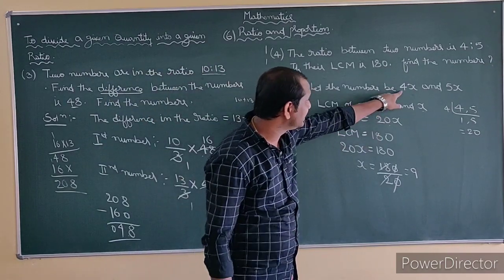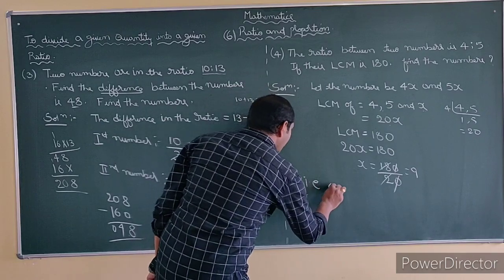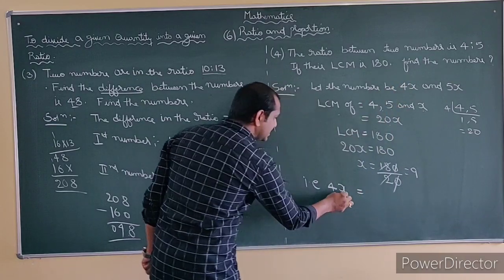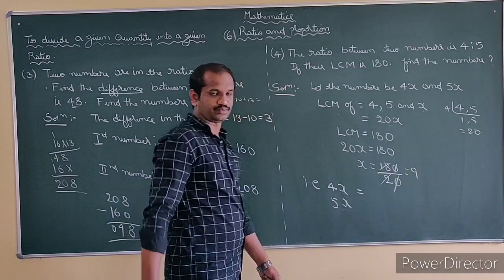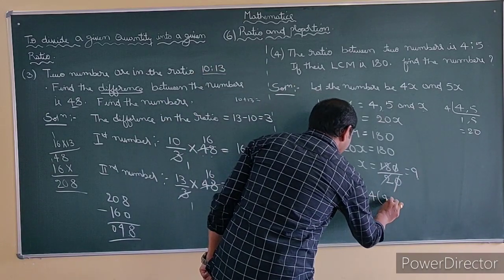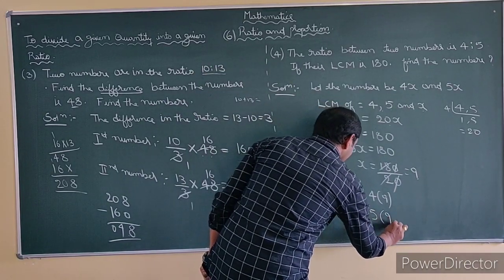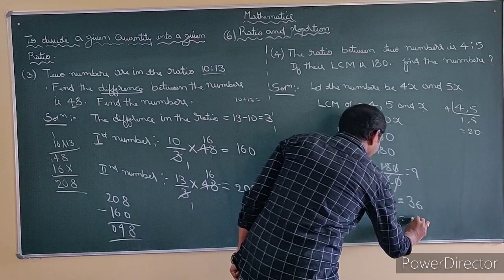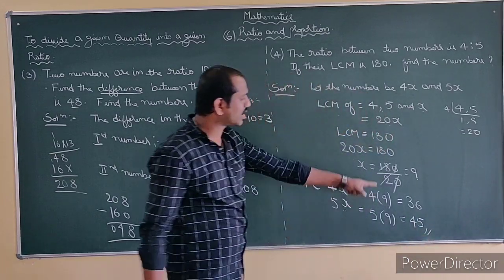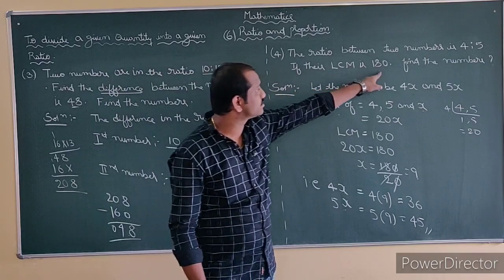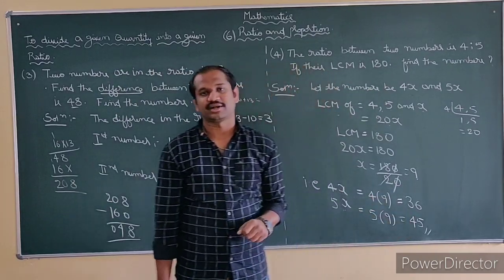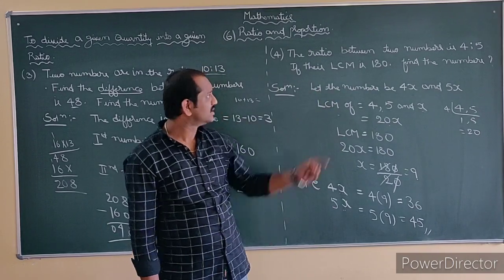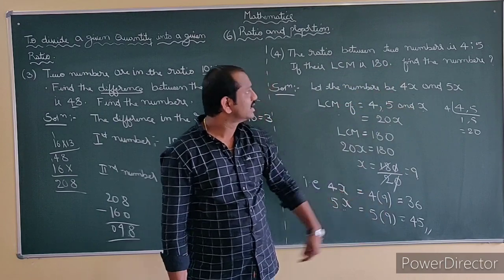Substitute this x value here. We have taken the numbers as 4x and 5x, correct? So in place of x, substitute this value: 4 into 9, 5 into 9. 9 fours are 36. 9 fives are 45. So what are the numbers? The numbers whose LCM is 180 are 36 and 45. Understand? So the ratio between the two numbers is how much? 4:5.